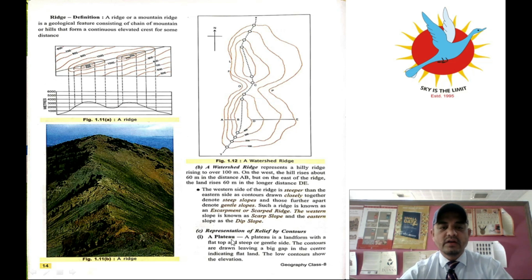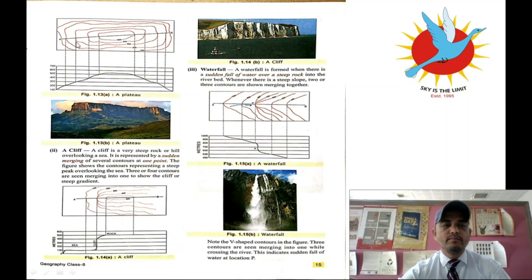Okay, next one, representation of relief by contours: plateau. So the first example is the plateau. Now how are plateaus represented? A plateau is a tableland. You heard about that in junior classes also. A plateau is a tableland which rises from all directions to almost the same height, and that is a plateau. Here the physical feature is shown.